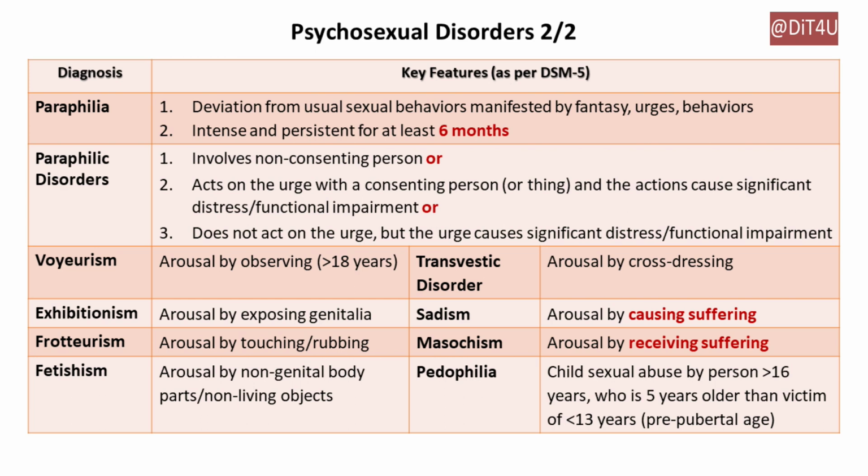Okay. Pedophilia is both a disorder as well as a crime, please remember. It is child sexual abuse by a person who is more than 16 years of age. That means the perpetrator is more than 16 years of age, who is at least 5 years older than the victim. And the victim should be less than 13 years of age, or more importantly, of the pre-pubertal age group.